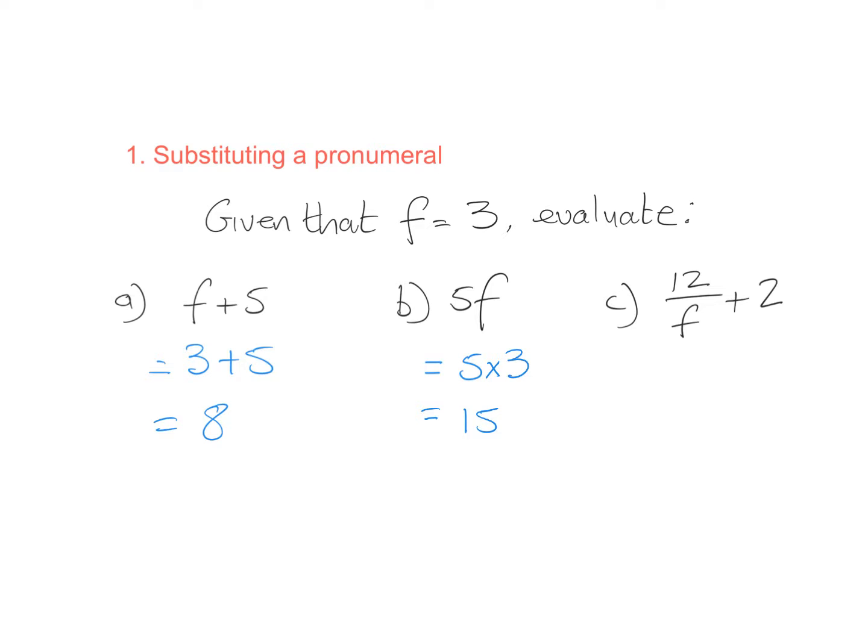What about c? Well, we've got 12, which we know, but our pronumeral here is 3, and we've got to add 2 to it. So how many times does 3 go into 12? Well, 3, 6, 9, 12, it goes in 4 times. Add our 2. And 4 add 2 gives us 6.